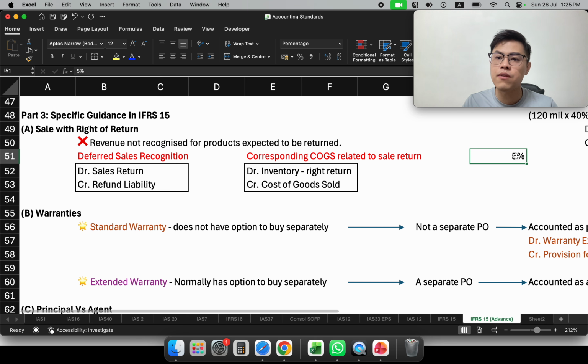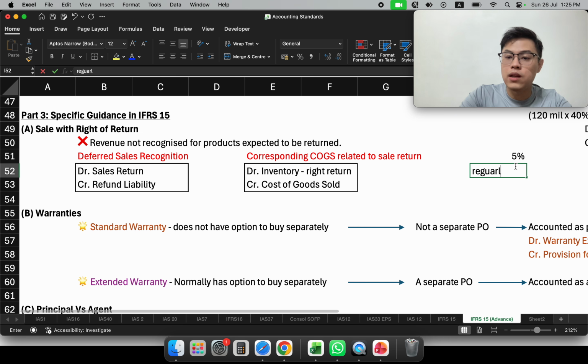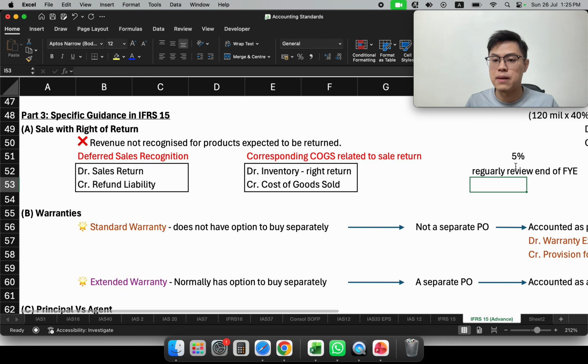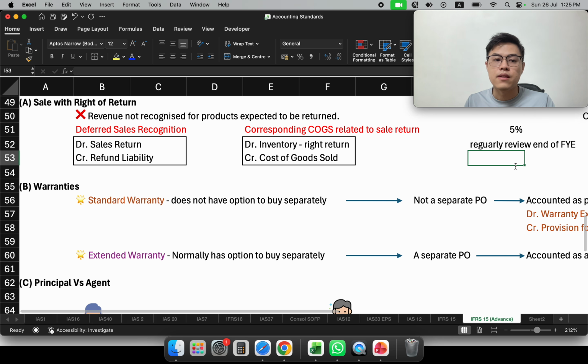And this 5% must be regularly reviewed, at the end of each FYE. So at each financial year end, we must regularly review it to see any changes or not, and keep updating it. So this is what we say sales with right of return.